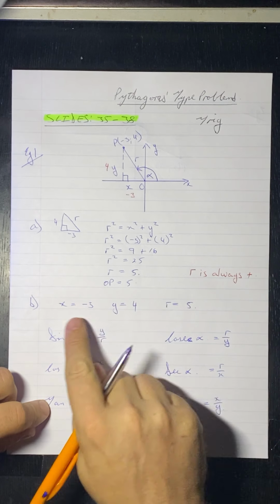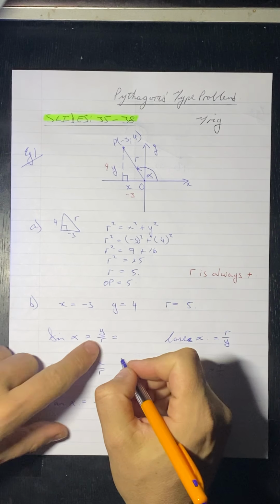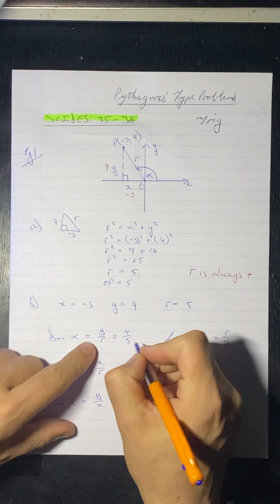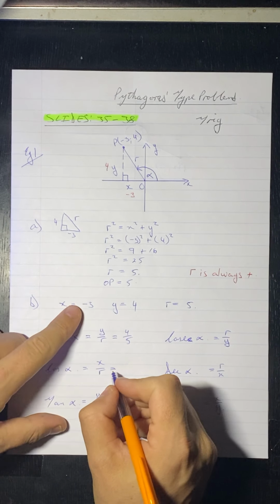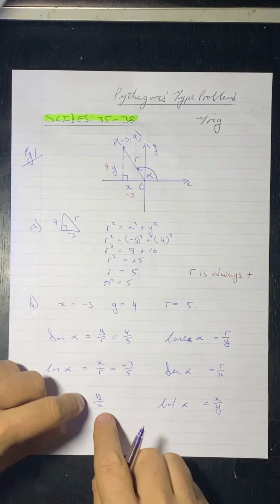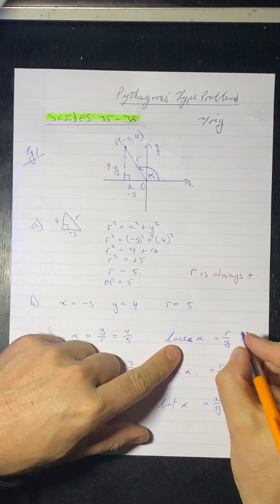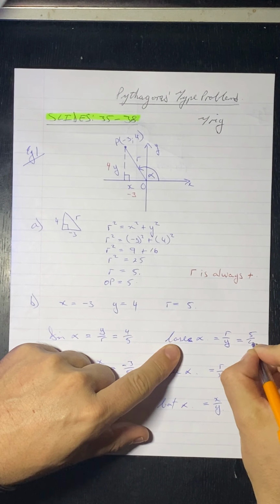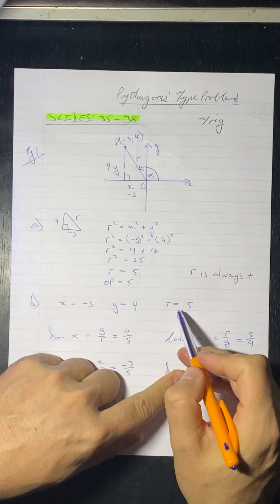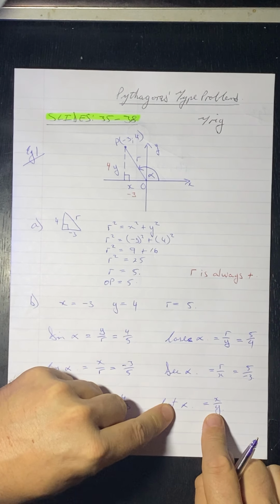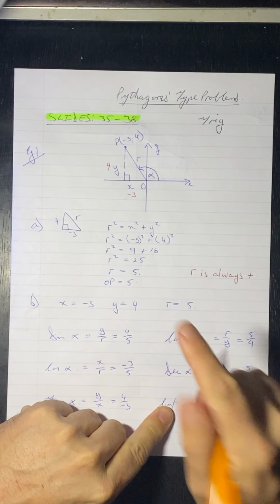Okay, now we have our x, y, and r values. So this one here will be y over r, 4 over 5. This one is x over r, so it's going to be -3 over 5. And this one's y over x, 4 over -3. Now we can do the same for this one here. It's r over y, so 5 over 4. R over x, 5 over -3. And then this last one is x over y, which is minus 3 over 4.